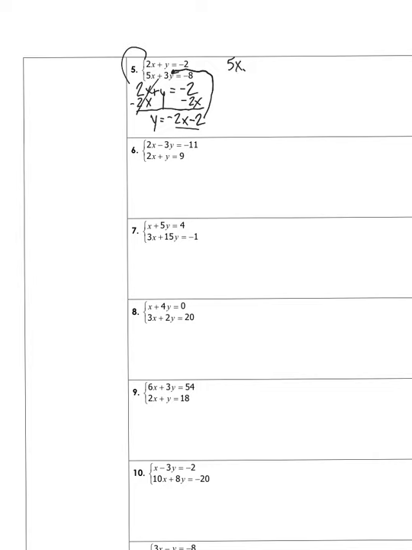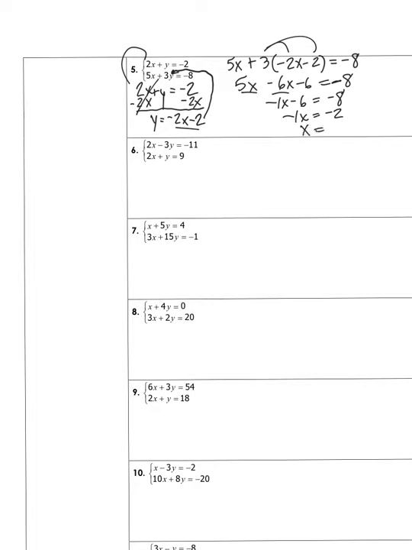So 5x plus 3 times negative 2x minus 2 equals negative 8. All right, distribute. Negative 6x minus 6. Bring everything else down. Combine like terms. Negative 1x minus 6 equals negative 8. Add 6 to both sides. Negative 1x equals negative 2. And then divide by negative 1, x equals 2.